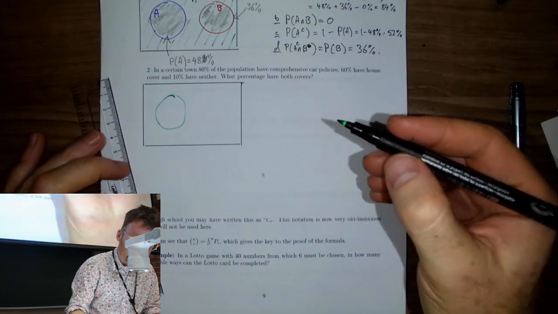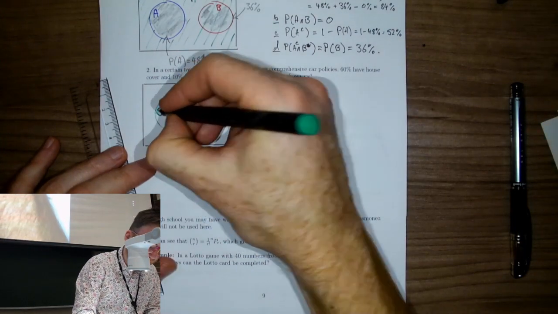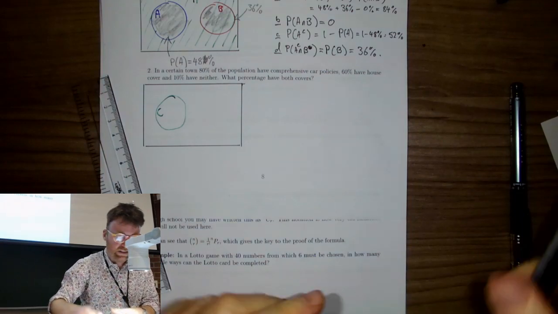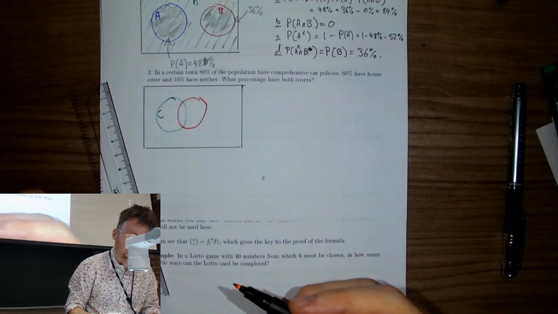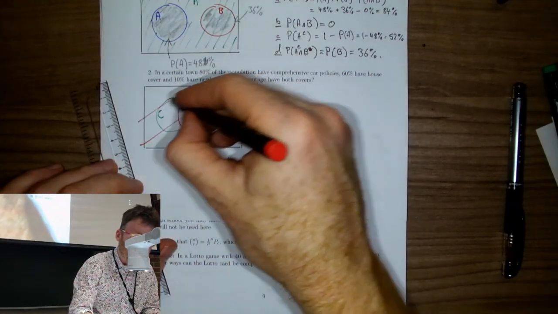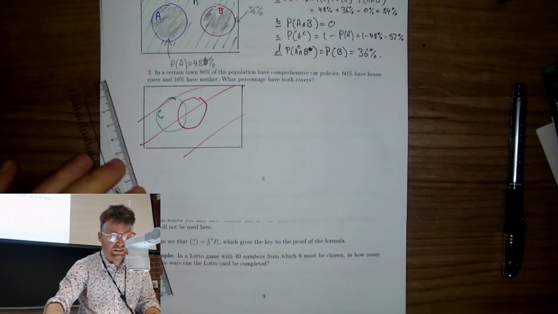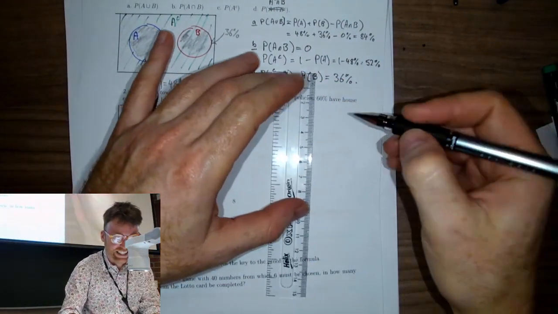So here can be one. I'll have, this can be car insurance. And this one over here, that can be, actually maybe I'll do it slightly differently. Let me do it a little bit differently. Sorry, I've messed up your page now, haven't I? Sorry about that.